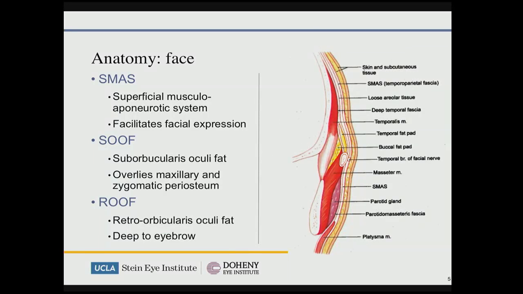So we're going to jump in with facial anatomy, and a few terms in facial anatomy that are often used are the SMAS, SOOF, and ROOF. SMAS refers to the superficial musculoaponeurotic system, and this really facilitates facial expression and is important in rejuvenation procedures. The SOOF refers to suborbicularis oculi fat, which overlies the maxillary and zygomatic periosteum. And the ROOF is the retroorbicularis oculi fat, which is deep to the brow.